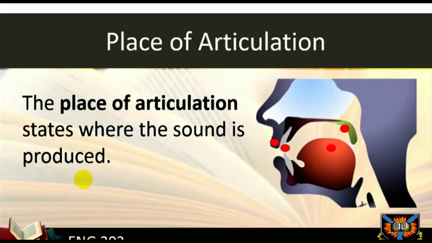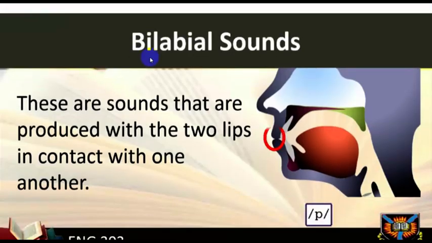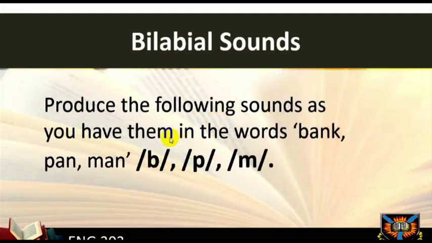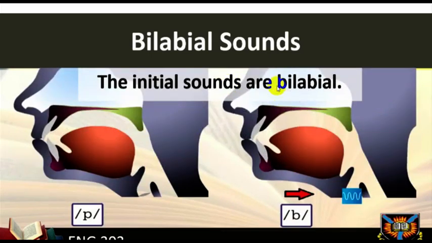Now, let us look at some places of articulation of English consonant sounds. We are starting with bilabial sounds. These are sounds that are produced with two lips in contact with one another. This implies that the radical obstruction occurs at the point where the two lips meet. Produce the following words: bank, pan, man. B, p, m. The initial sounds are bilabial.